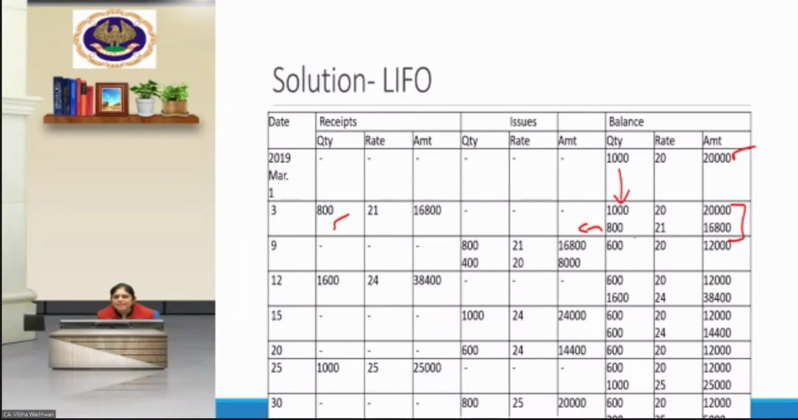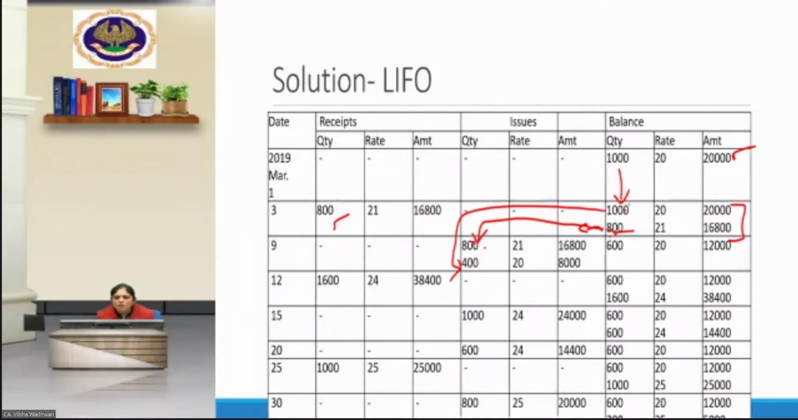So LIFO means the latest one has to be issued first. Latest one means out of the 800, it should be issued first. So the first issue has to be 1,200 units. First we will consume 800. That means the latest purchase will be issued first. Clear? The latest purchase will be exhausted first. So 800 we have issued first, and the balance 400 will be from the earlier lot. All right. That is LIFO for you: last in, first out. And then once it is exhausted, we'll use the earlier one.